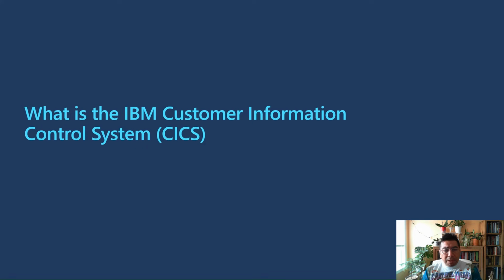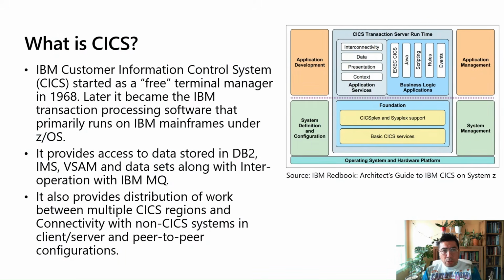What is the IBM Customer Information Control System, or CICS? IBM CICS started as a free terminal manager in 1968. Later, it became the IBM transaction processing software that primarily runs on IBM mainframes under z/OS. On the right side, you're going to see the high level architecture of CICS. It has a transaction server runtime that includes application services, business logic applications, and foundation services, and these support application development and system management activities.